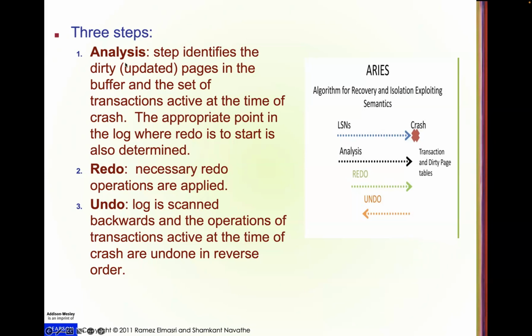A quick recap: the analysis phase identifies the dirty pages in the buffer and the set of transactions that are active at the time of the crash. The appropriate point in the log where redo is to start is also determined in the analysis phase. Necessary redo operations are applied for all the transactions that were found in the transaction table. Undo is to scan backward, and the operations of transactions that are active at the time of the crash and were still in the dirty pages are undone in reverse order.